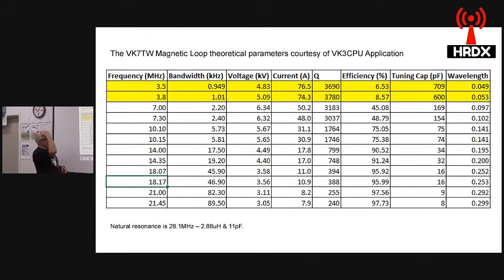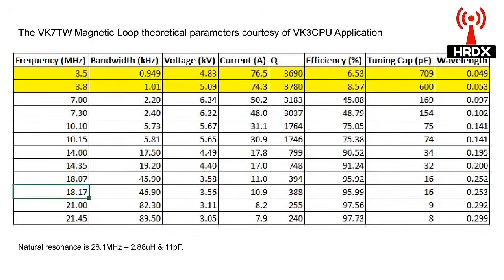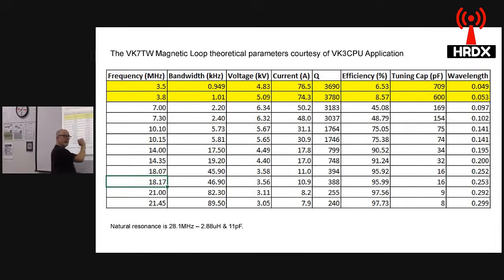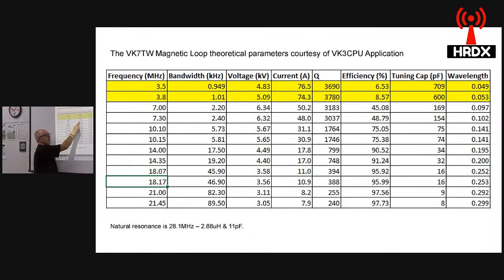Now, this is the chart I was talking about. This is the chart from the VK3 CPU modeling software for this loop. What I've done is it was designed specifically for the tuning capacitor, which is from 200 to 4 picofarads. So this is great. 40 meters: efficiency's down a little bit, but okay. Q's fantastic. Now, Q's really, really high, so I'm expecting the bandwidth to be quite narrow. In fact, down to not quite SSB.